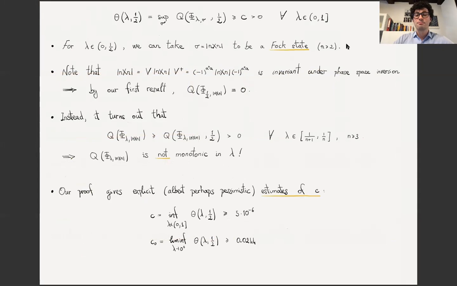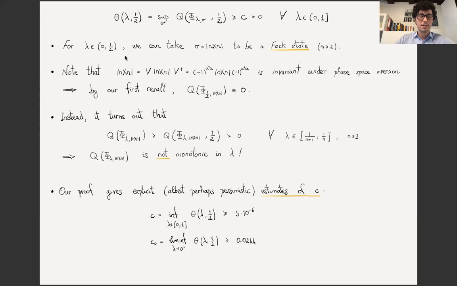It turns out that your state can actually be a Fock state. So if lambda is sufficiently small, say below 1/3, below 1/2 actually, it's already enough, you can take this to be a Fock state. That means the energy of this grows, because this n will grow when lambda goes to 0. So the energy of the environment blows up.